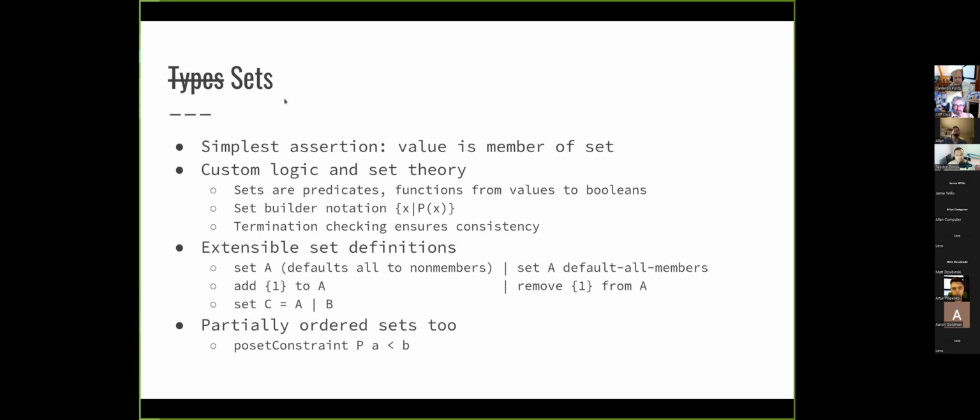So, okay, sets, because I don't have types. I never say the word type anymore because it just means too many different things. But you can assert that a value is a member of a set. Stroscot has this custom set theory. You just write a predicate and it automatically turns into a set. So you have the universal set, you have the set of all sets that contain themselves, and then there's termination checking so you don't run into problems with the set of all sets that do not contain themselves, which is Russell's paradox. It is a well-known issue with naive set theory. Right.